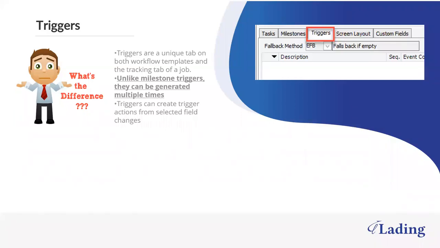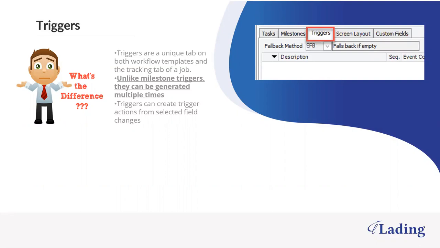Then there's triggers. What's a trigger? It's a unique tab on workflow templates for both the job and the template. The key difference with triggers versus milestone triggers is they can be generated multiple times. Triggers can create trigger actions from selected field changes.